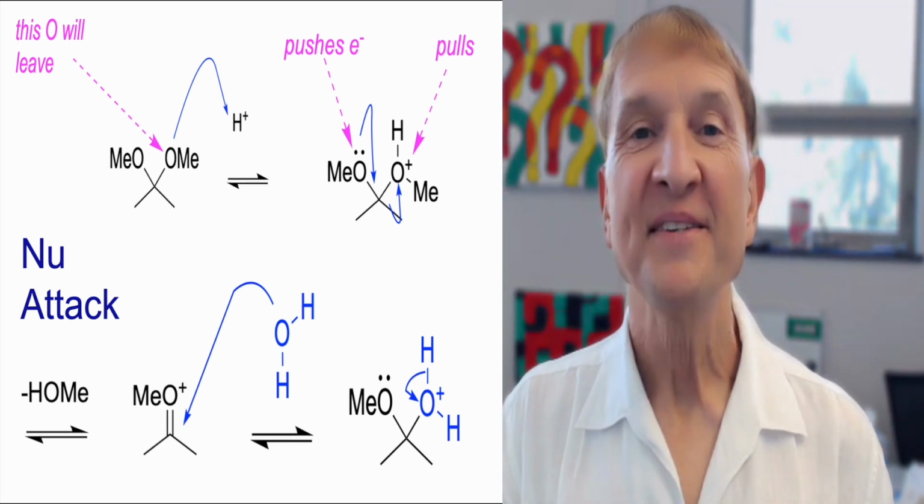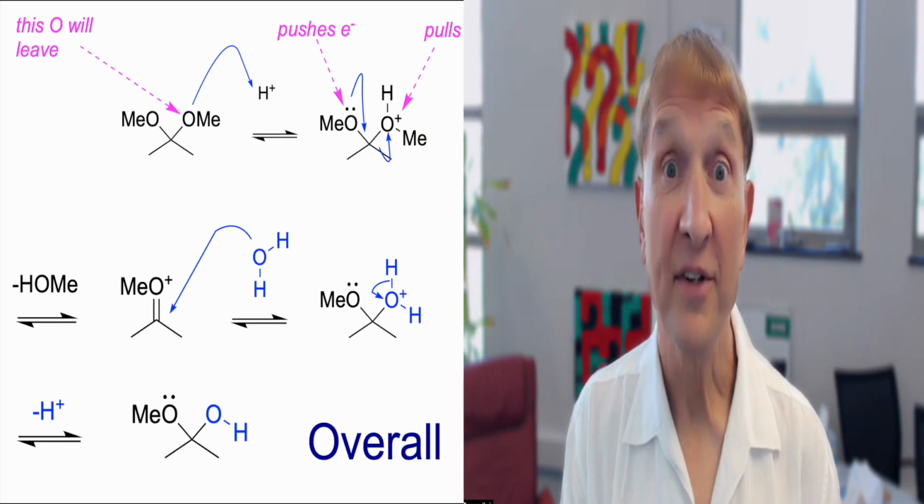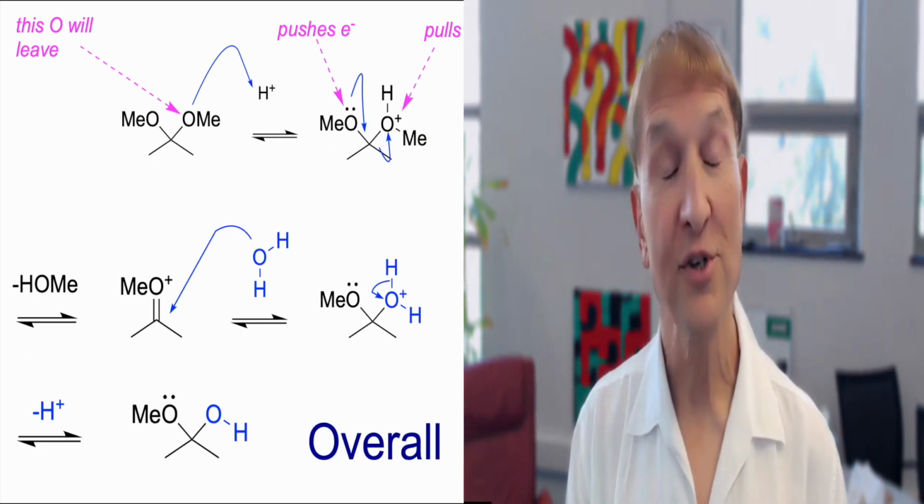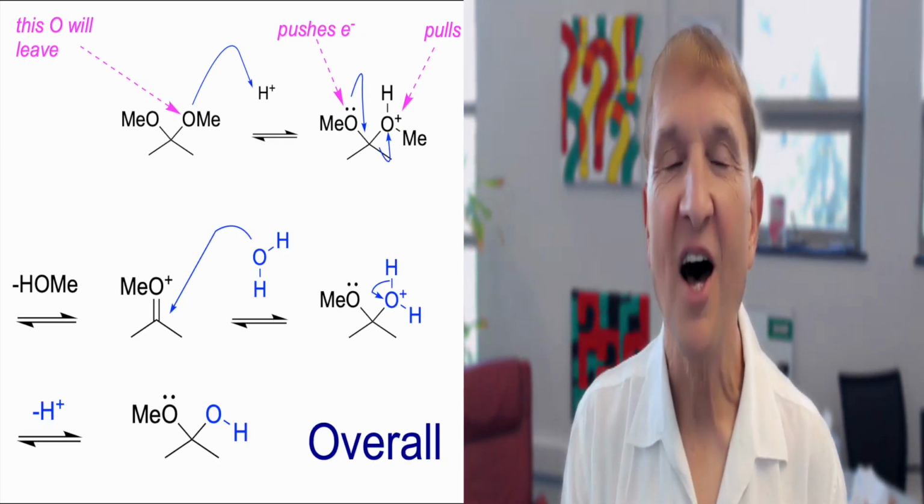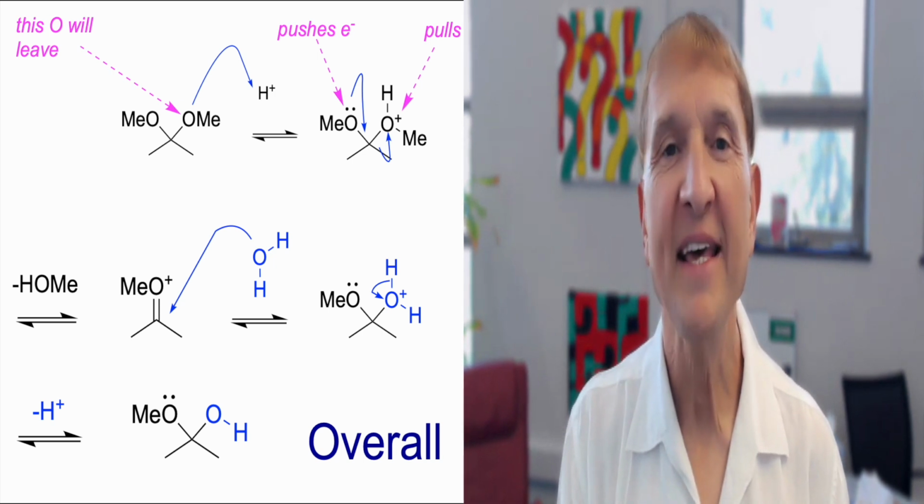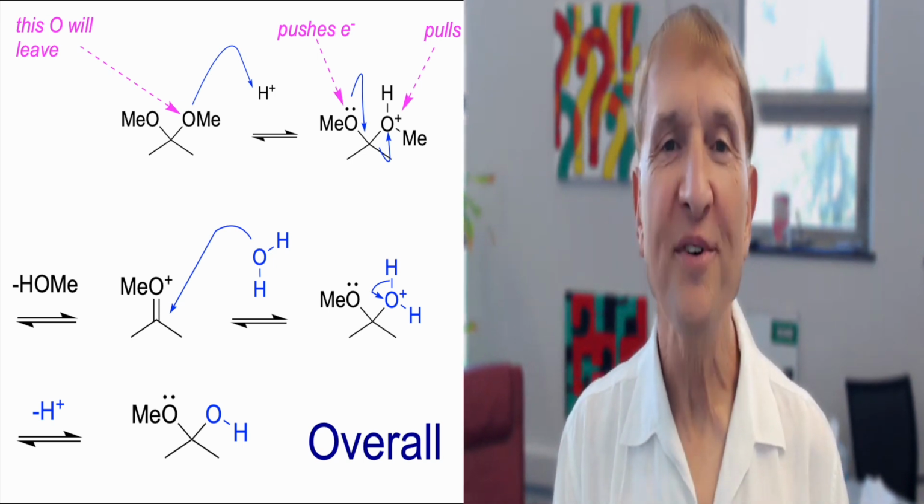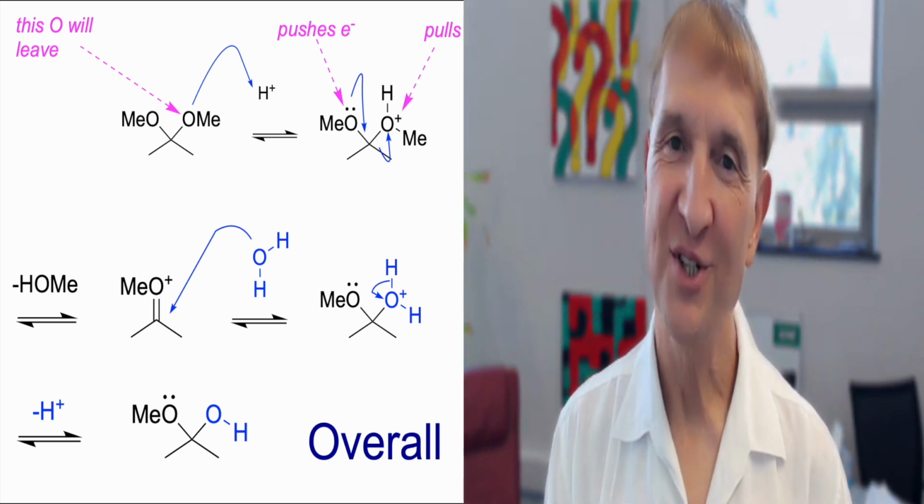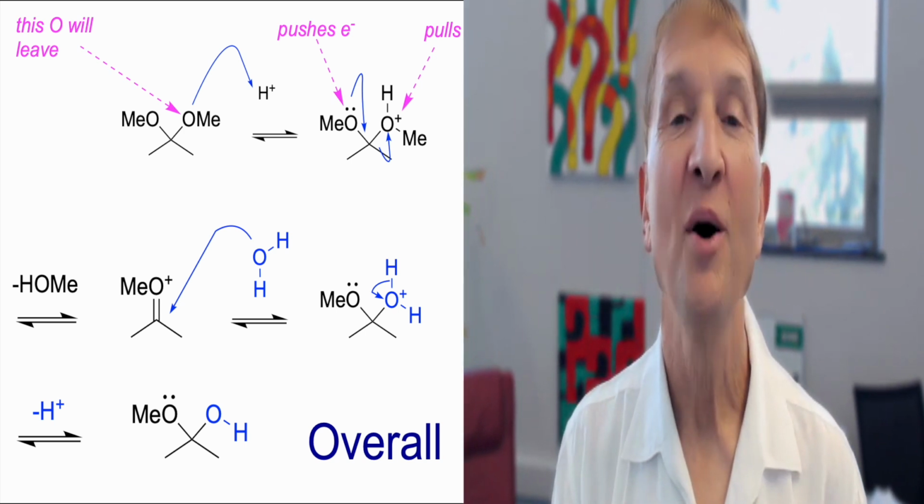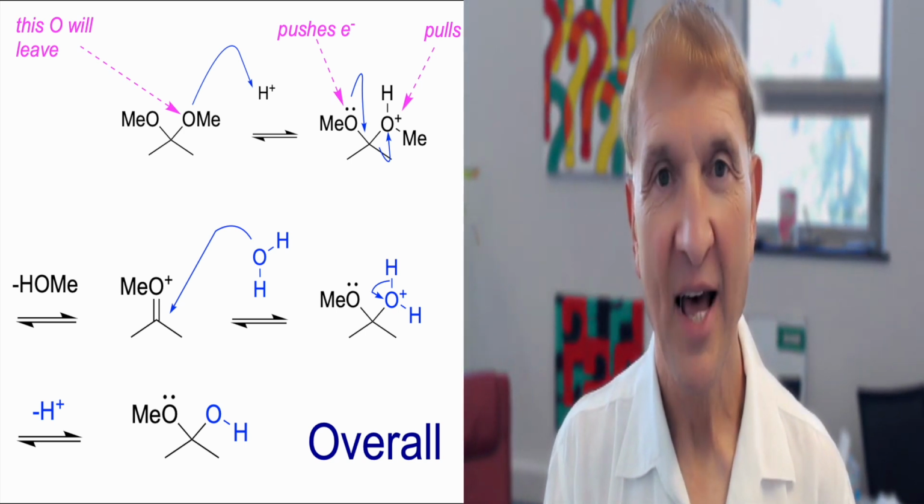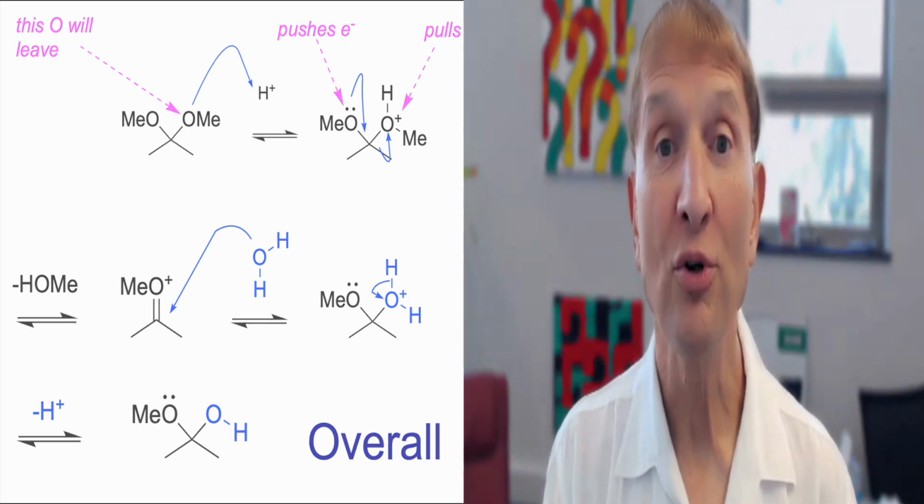So let's take off a proton, and after loss of a proton from that methoxy group, we have arrived at the halfway stage, the hemi-ketal. We're over the hump now. All we've got to do is make the other methoxy leave. And we do that, of course, by protonating it.